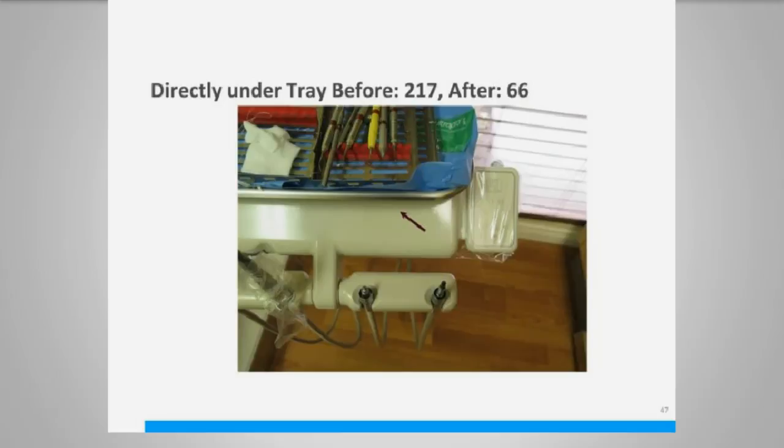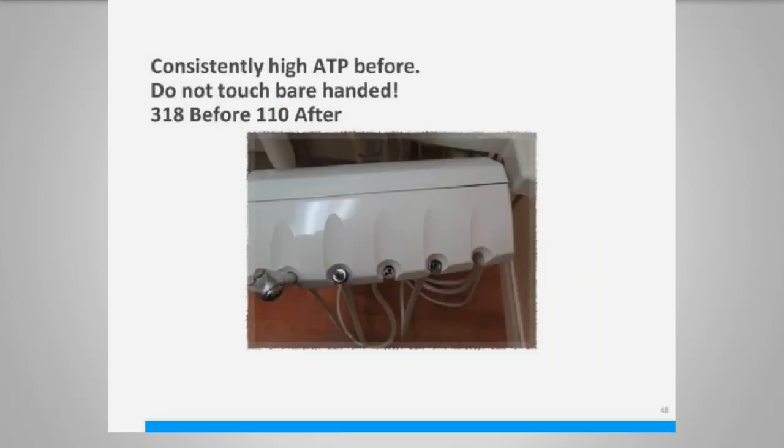Under the tray, 217 and after 66. Now, you saw that that first slide was 186. The reason that this got so high was because of a couple of particular offices. So if we took the average of those ones out of there, this wouldn't be the dirtiest place in the office, but this is a place for you to be really thinking about.